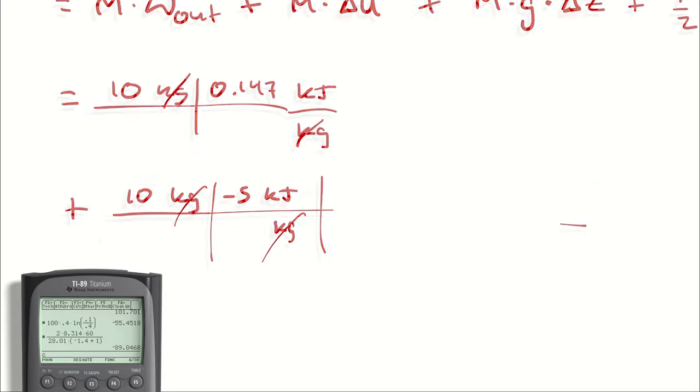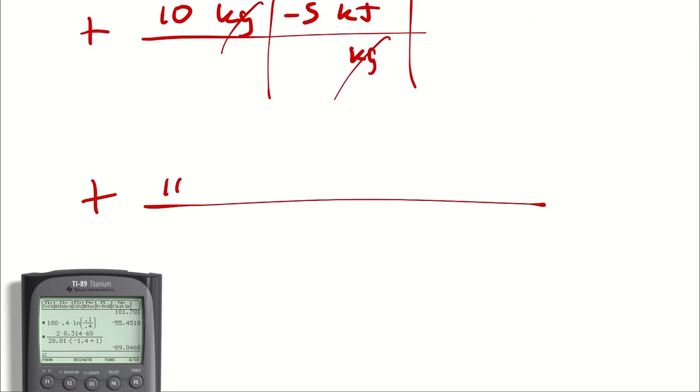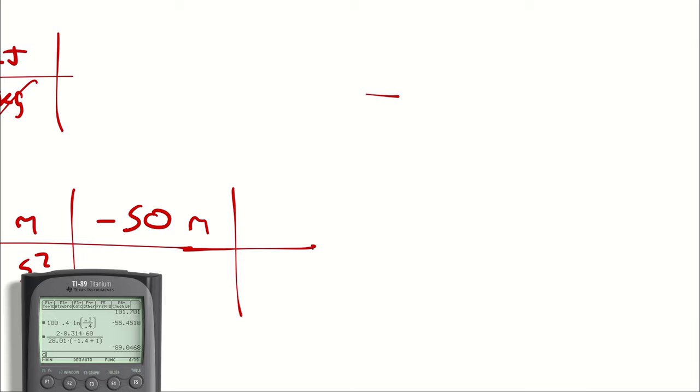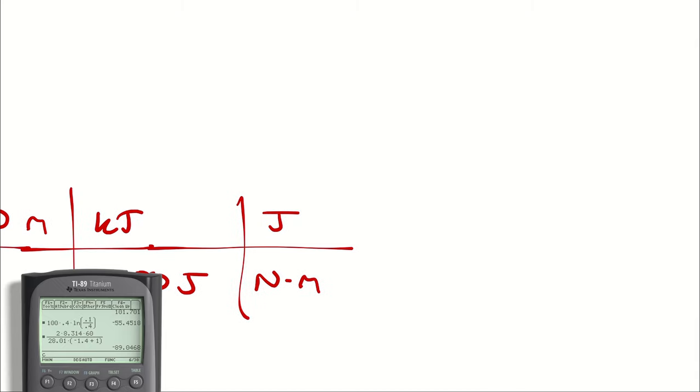And then I am going to take mass times gravity times delta Z. So 10 kilograms times 9.7 meters per second squared multiplied by negative 50 meters. And I want to get to kilojoules, so I will start at kilojoules and work backwards. A kilojoule is 1,000 joules, and a joule is a newton meter, and a newton is a kilogram meter per second squared.